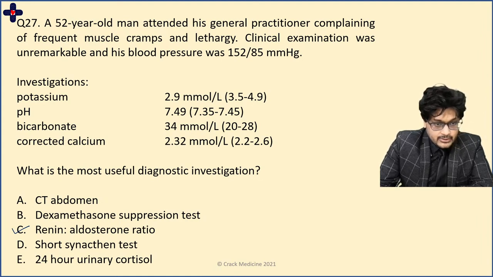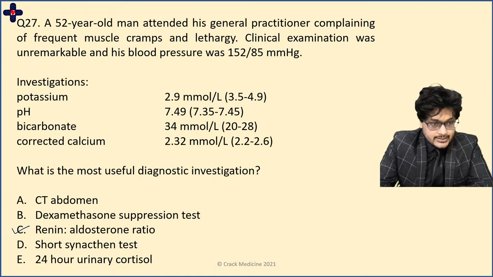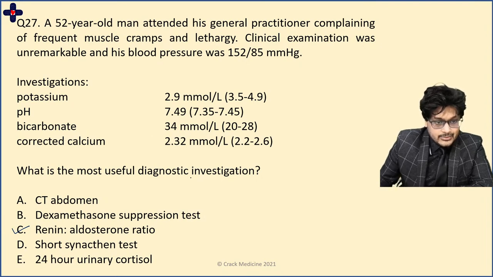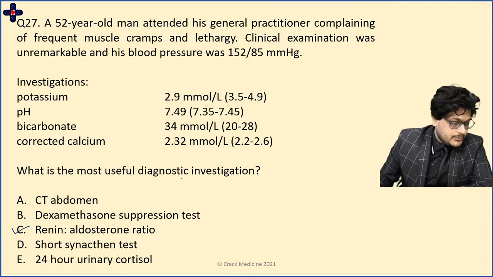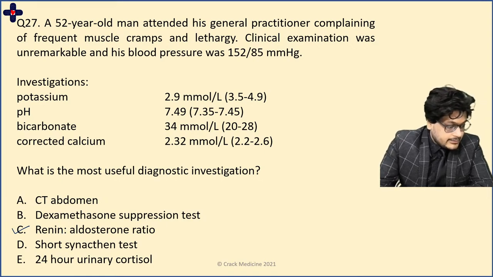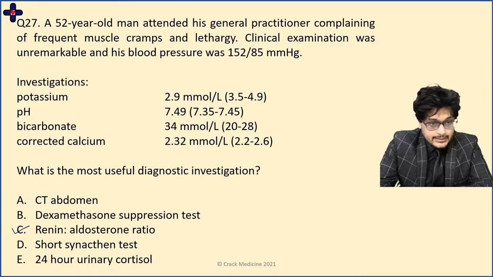Now you can have Conn's disease as the diagnosis over here later on when you find out what is the cause. But for initial diagnostic evaluation, you have to understand that first you have to find an elevated aldosterone level upon reduced renin levels. Okay, that will help you identify the first things like getting a diagnosis first.